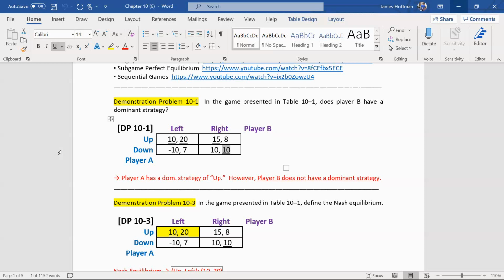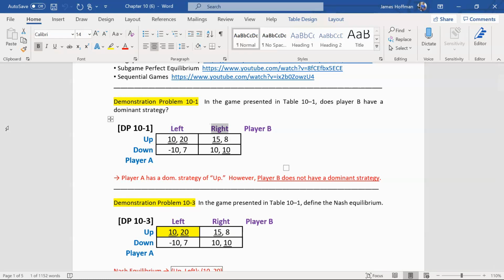So let's just look at it from player A's perspective. If player B goes left, player A can go up and get 10 or down and get negative 10. Clearly, player A will go up and get 10. If player B goes right, player A's options are up and get 15 or down and get 10. Again, player A is going to go up and get 15.